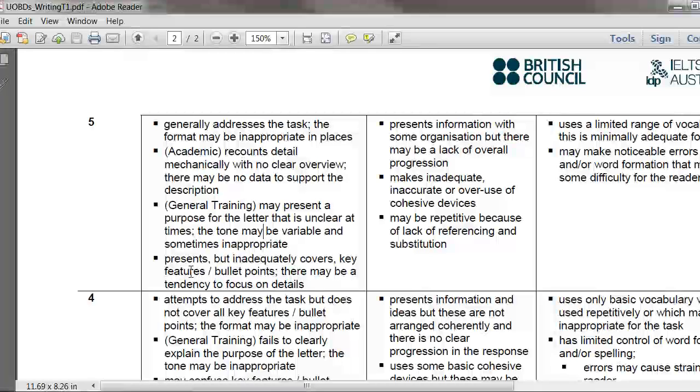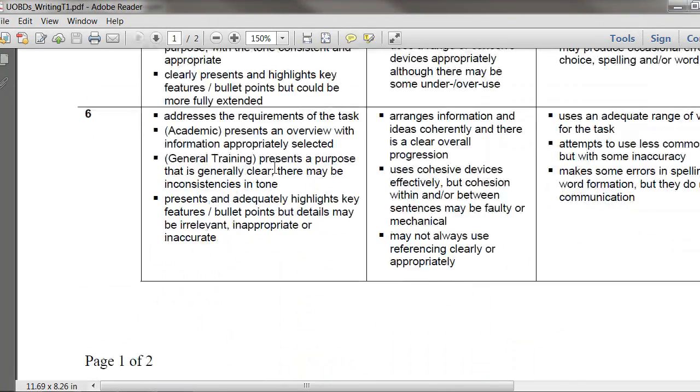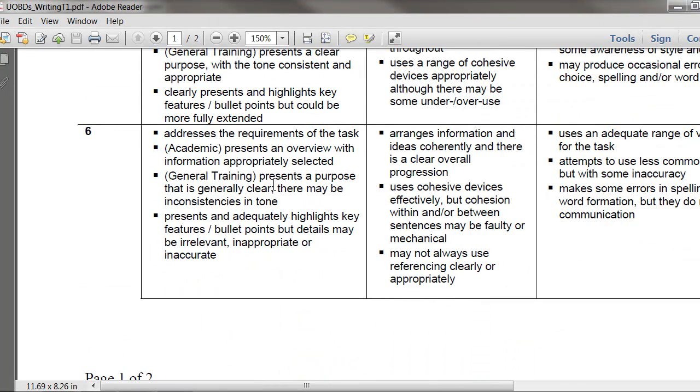Well, if you only need 5, good news. If your purpose is not clear all the time, you could still get a 5. That's a good thing. But if your purpose is not clear at all, you're dropping down to a 4. Okay. So what do we have to do to get a 6 then? Presents a purpose that is generally clear. Okay, that's that bit about tone that I was talking about before, that the purpose might be clear, but the tone may not be appropriate.